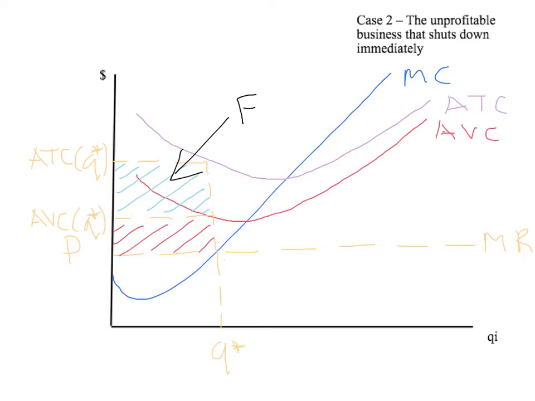What about the red rectangle? Well, the red rectangle represents a loss that the business makes because it doesn't even cover its variable costs of operation. It's the difference between its variable costs and price. So this bottom rectangle is like the firm's operating loss. It represents the loss it makes by producing anything compared to its variable costs. So I'm going to call that its operating loss.